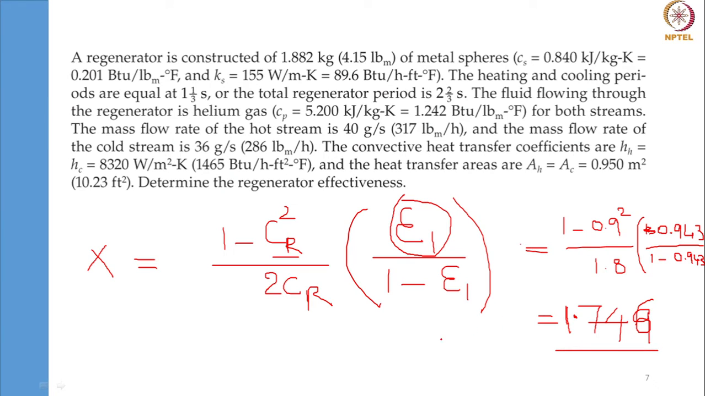So we get a parameter x, which is 1.746. Now, based on this parameter, we are going to find out the actual heat exchanger effectiveness, which we want as per the question, from this formula. Epsilon, the actual regenerator effectiveness, is 1 minus e to the power minus x divided by 1 minus CR into e to the power minus x.